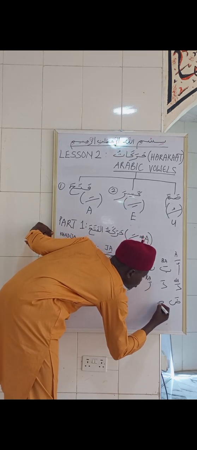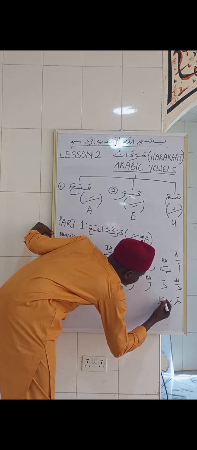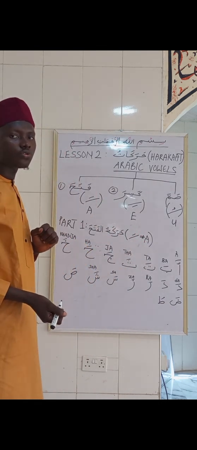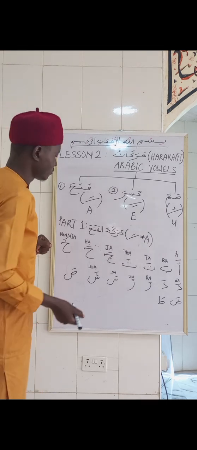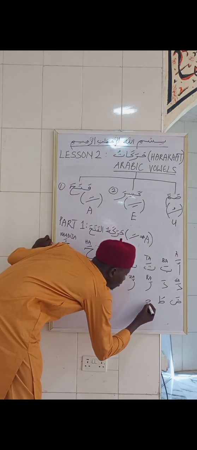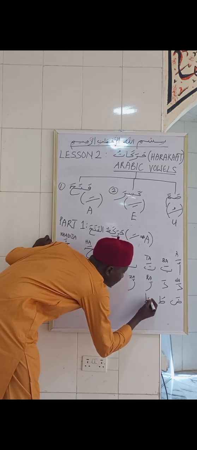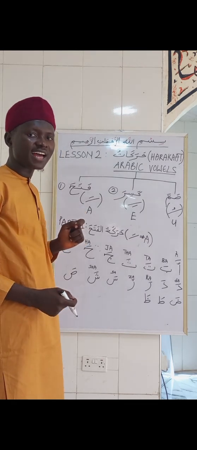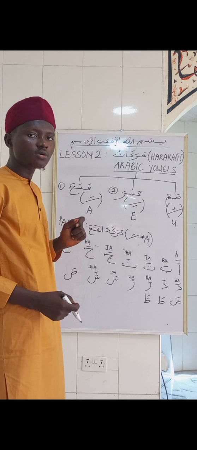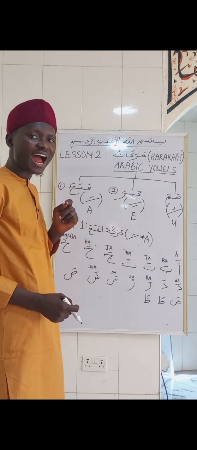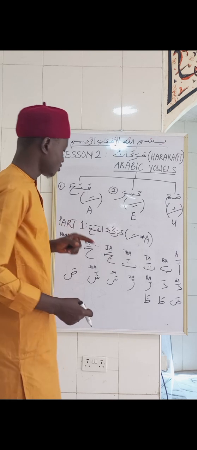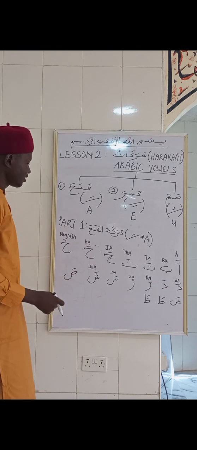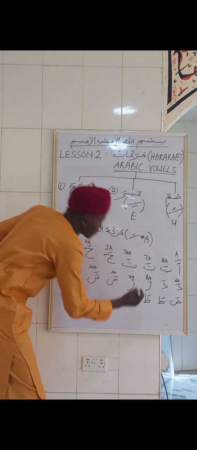The next one is what? Ta. Ta fatha A, Ta. The next one is Za. Za fatha A, Za. Look at the articulation. Za fatha A, Za. So that's the sound whenever the vowel fatha A, or the Harakaat fatha A, is attached to it.